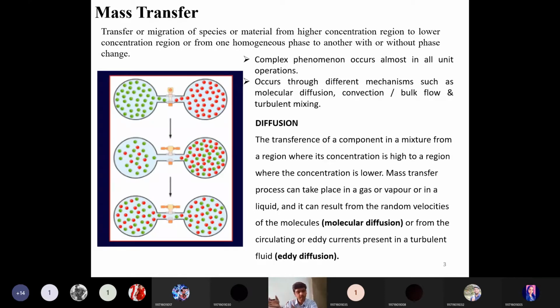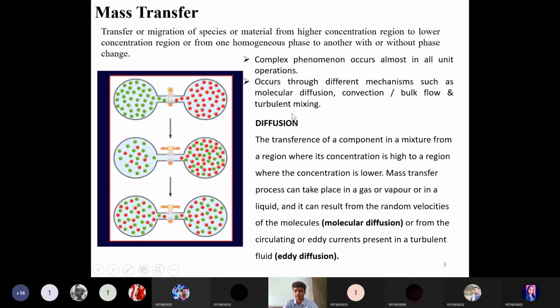Further, if you allow it until equilibrium, the molecules will reach an equilibrium point. If you allow a maximum period of time, it will reach the equilibrium point. So this is the phenomenon which is taking place. It is a simple example of how the molecules get transferred from one region to another region, from one cell to another cell. That phenomenon is called diffusion.